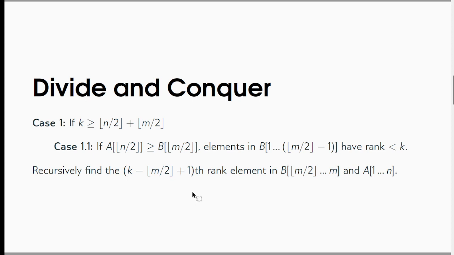But because you throw away some of the elements that are smaller than the target, now you have to adjust the rank. Because you throw away m over 2 minus 1 elements that are smaller than the target, you want to recursively find the k minus m over 2 plus 1 rank element in B of m over 2 to B of m and A of 1 to n.